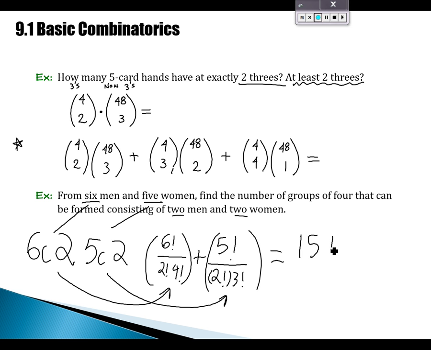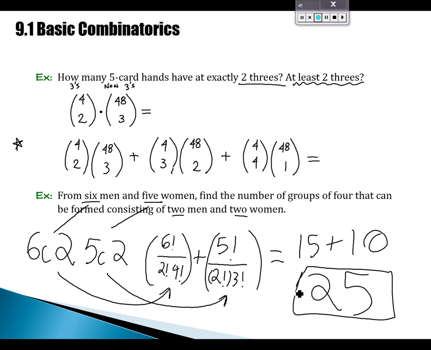So for the men, pick 2 from 6. There's two piles, right? Again, just like the cards. From the women, pick 2 from 5. We'll call it a day.